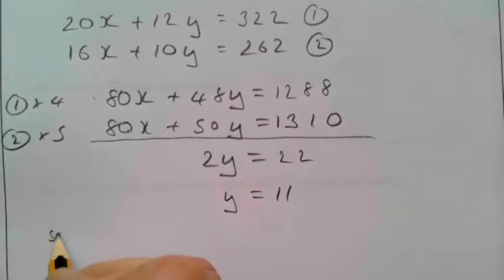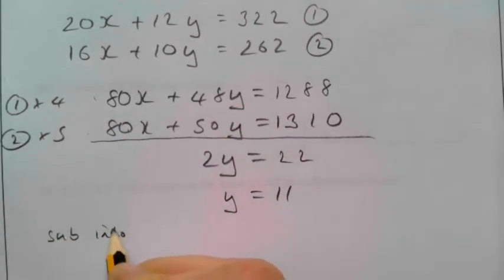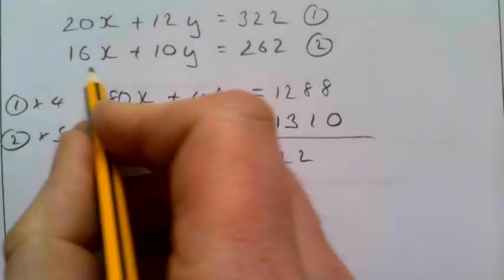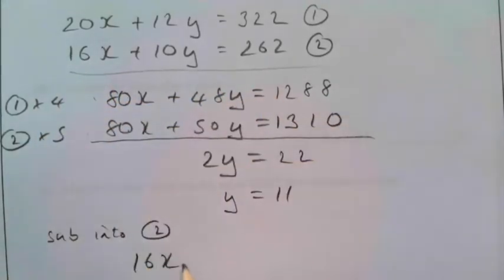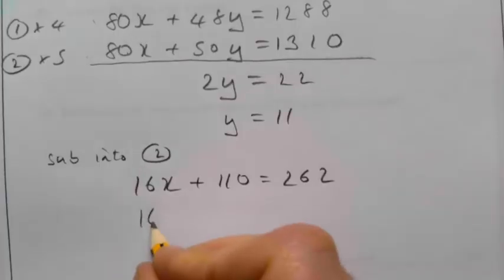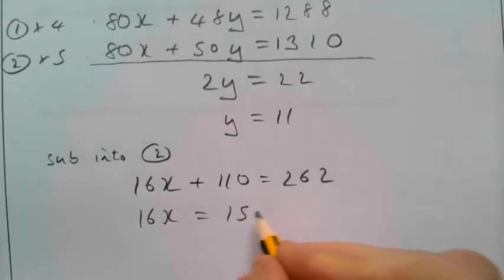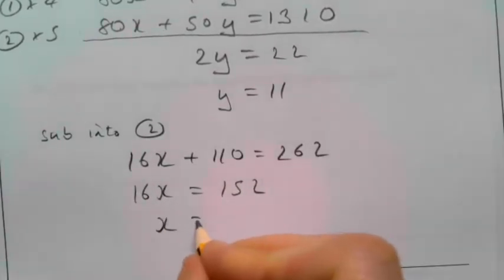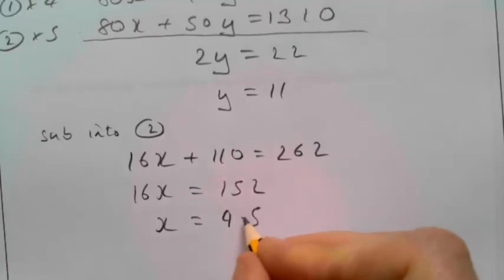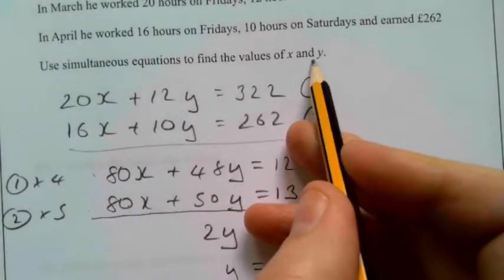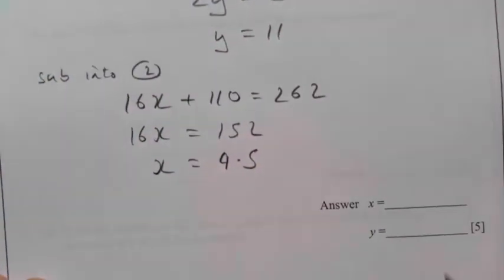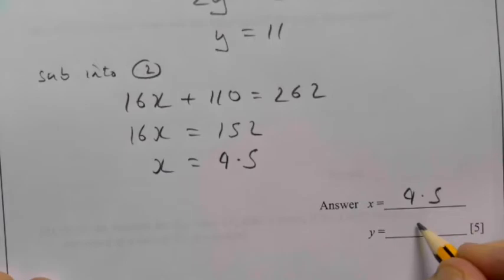Sub it into number 2. So number 2 is this one here. So it's going to be 16x plus 10 times that, which was 11, is 110, equals 262. That gives me 16x is 152. And if I divide both sides by 16, I get 9.5. The question just says find the values of x and y, so it doesn't need to be in terms of money or anything like that, but they're 11 and 9.5. So we have 9.5 and we have 11.